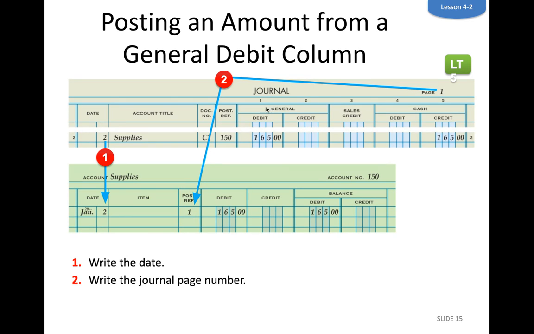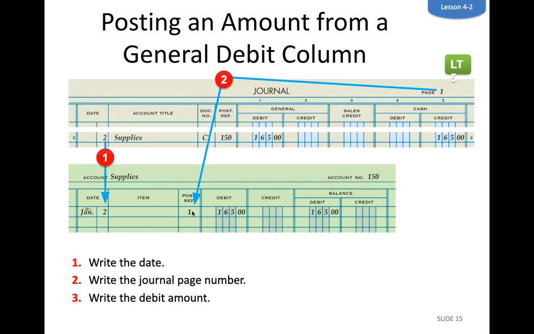Next, write the journal page number in the posting reference. This entry came from page 1 of our journal, so on our ledger, we need to write 1 in the posting reference. If it was from page 2, you would put 2. If it was page 65, you would put 65.